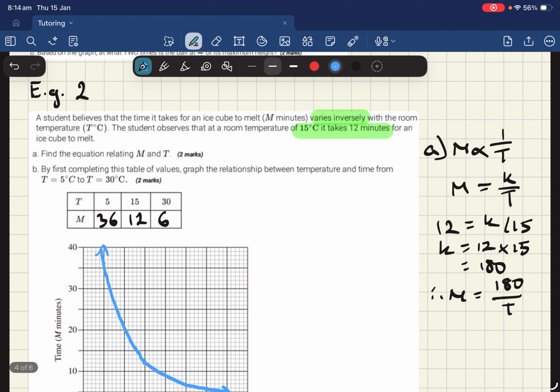So these are some of the questions you would expect to get in an exam. They're exam style questions, some miscellaneous problems on nonlinear relationships.